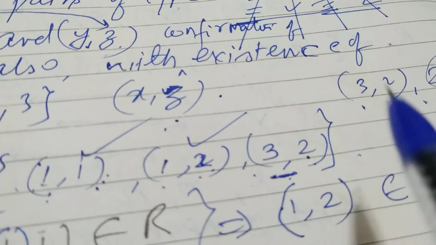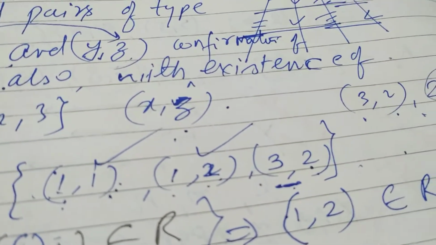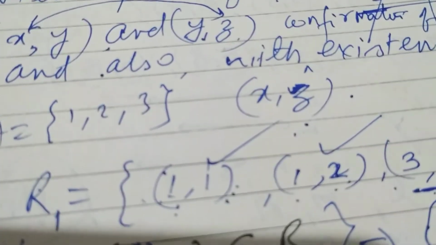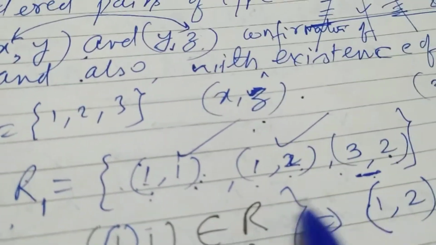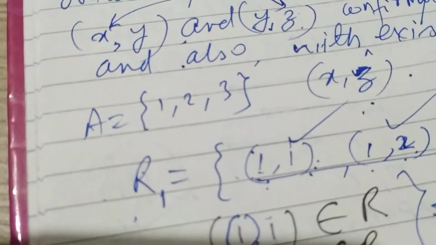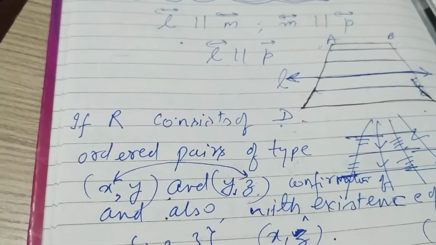So if XY and YZ type of elements are present, then we should search for XZ. Only then will it become transitive. Otherwise, if only XY and YZ are not present, it automatically becomes transitive. So yes, this is a transitive relation. I see that R1 is a transitive relation.